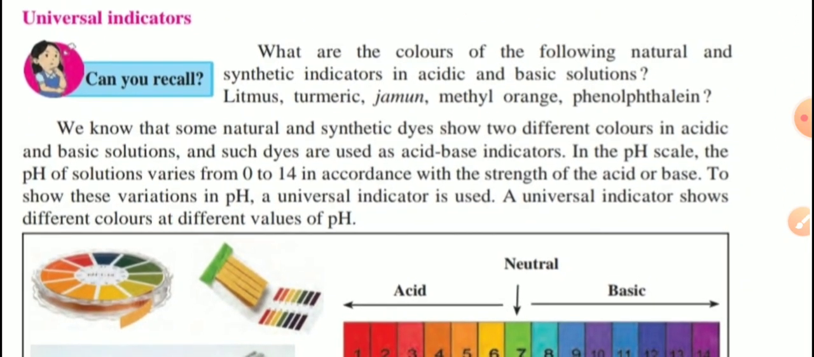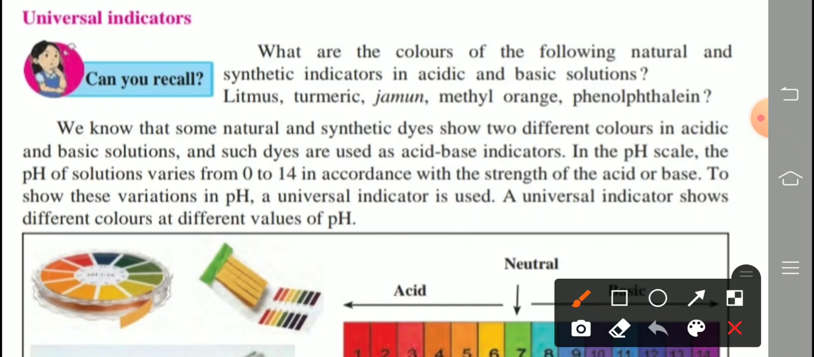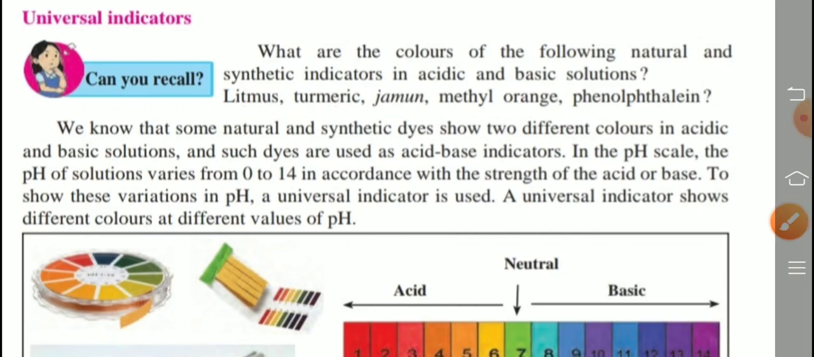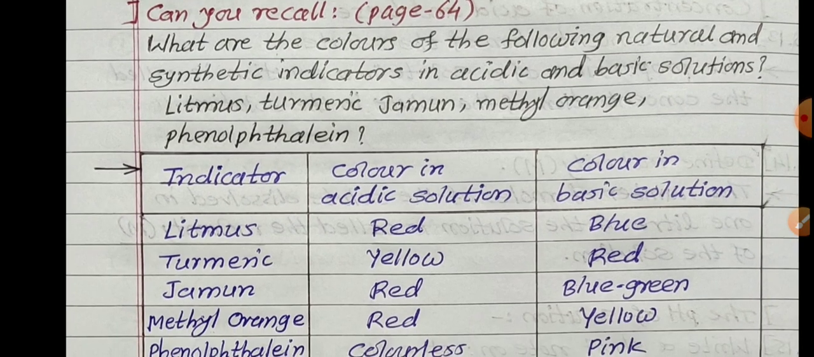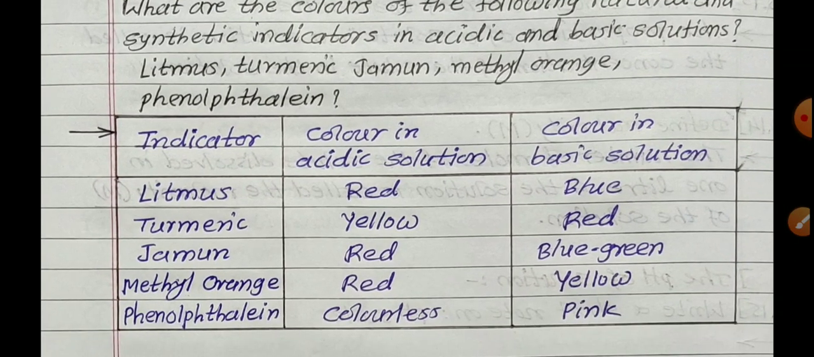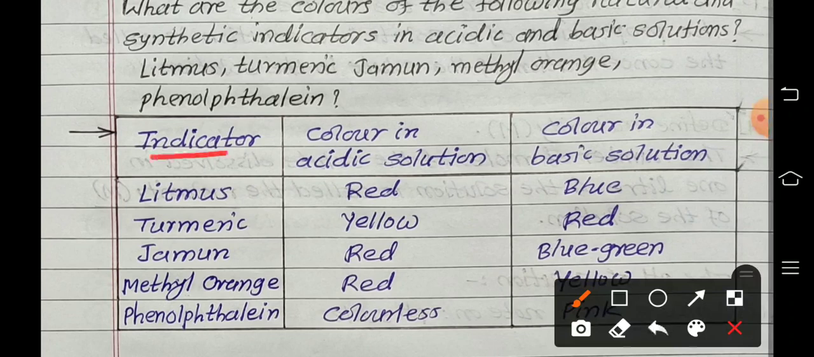Next one, universal indicators. Can you recall what the colors of the following natural and synthetic indicators are in acidic and basic solution? Litmus, turmeric, jamun, methyl orange, phenolphthalein. Now I will show the answer to this question on a separate paper. Check now. We are writing the answer in the form of a table: indicators, color in acidic solution, and in basic solution.